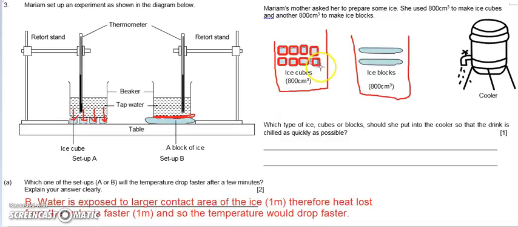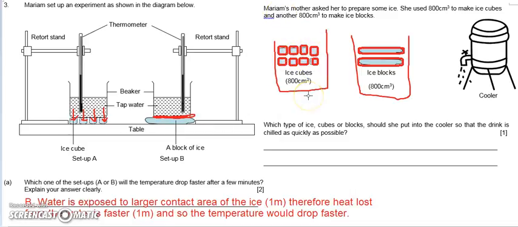Whereas for the ice blocks, there are only a few surfaces. There's 1, 2, 3, and 4, 5, 6, 7, and 8, right? Because it's an equal amount, the answer should be the ice cubes, because it's the same amount of ice but it has more surface area. In between those parts, the breaks in between the ice cubes also allow the heat to enter.